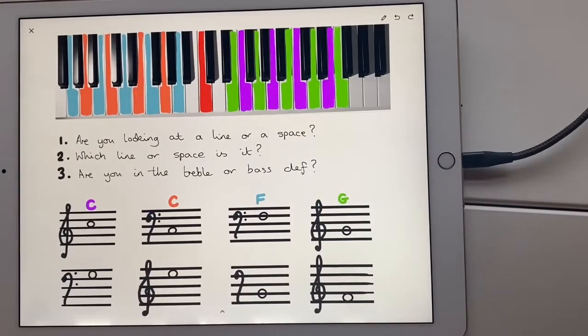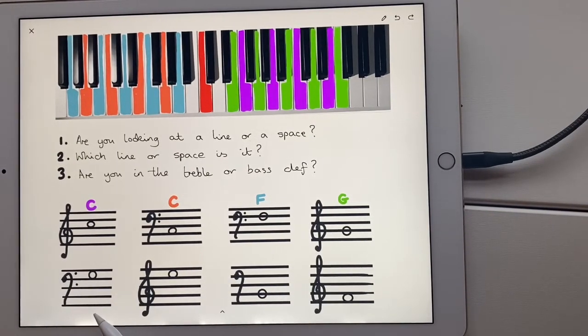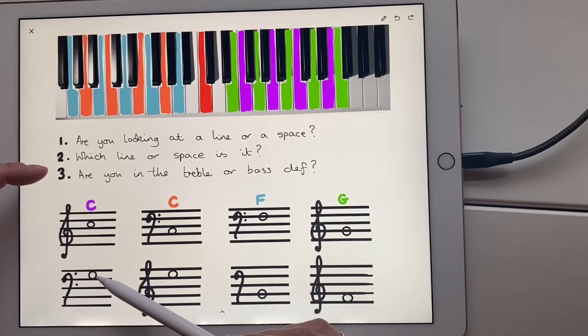Here we go then. So, second part of this video, we're going to look at these bottom ones here. I'm simply going to ask the question and then I'm going to say pause, and you need to pause your video if you want to come up with the answer yourself. Otherwise, I will just give you the answer in a moment. So, here we are. This one first. Line or space? Pause now. It is a space. 2. Which line or space is it? Pause now. It is space number 1, 2, 3, 4.